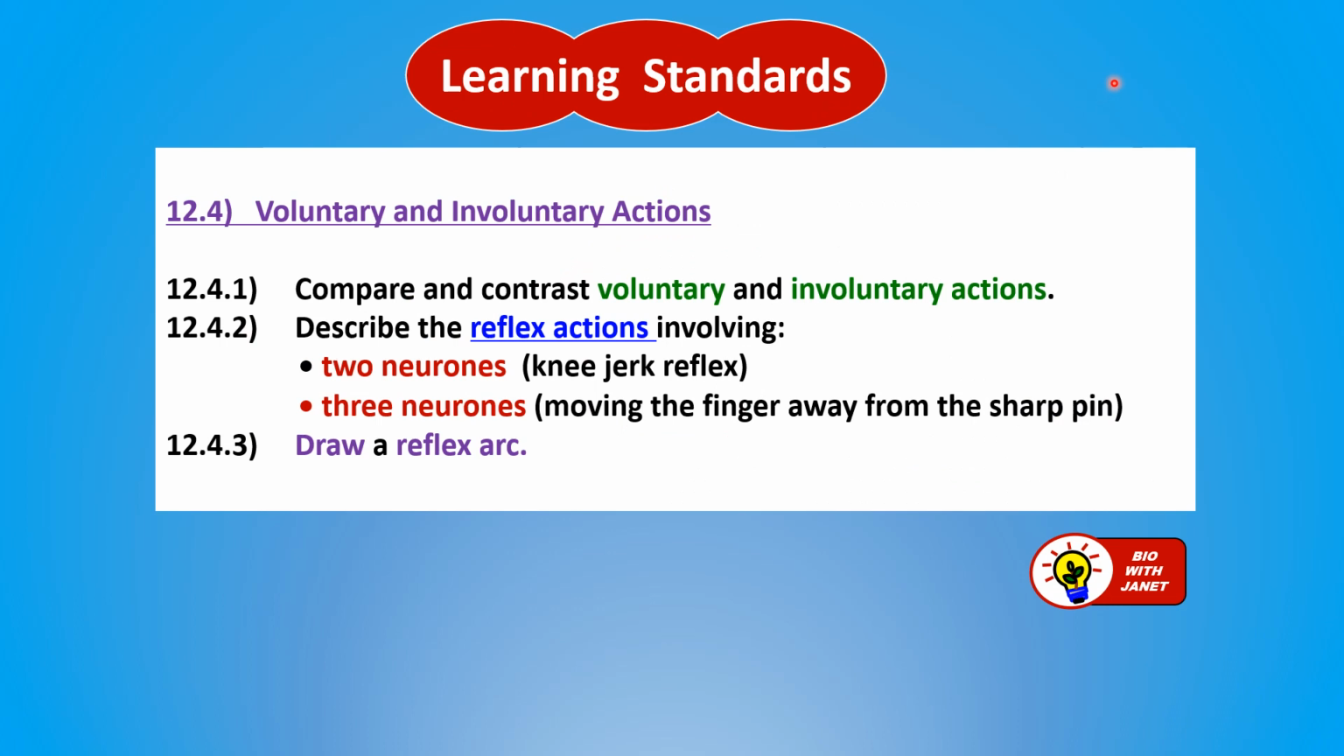The learning standards for this video are as follows. Voluntary and involuntary actions. Firstly, after this lesson, we should be able to compare and contrast voluntary and involuntary actions. Secondly, we should be able to describe the reflex actions involving two neurons, such as the knee-jerk reflex, and another type of reflex action involving three neurons, such as moving the finger or hand away from a sharp pin or an object that's hot. Thirdly, we should be able to draw a reflex arc for reflex actions.